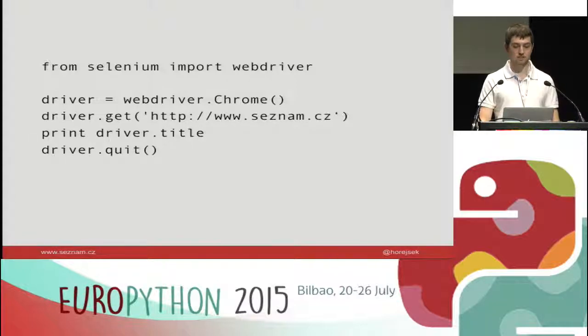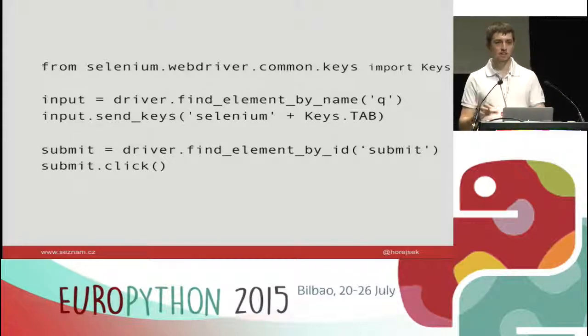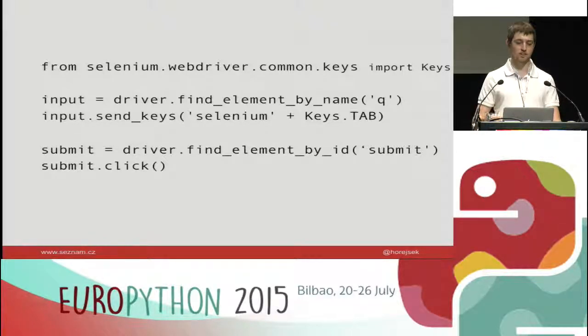So first pitfall is forms. It's really hard. This code isn't simple, and it just types Selenium in a search field and submits that form. And that's it. And you can see it's five lines. It's a lot of code. And it's hard to find what it actually does. And you have to think about a lot of things, like when you have on the client side some on-change event, it will not be fired when you send keys to that input. Because when you send keys, focus is still there. So you have to press tab, like in this example, to lose that focus and fire the on-change event.